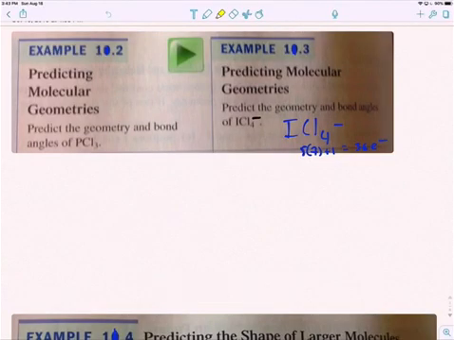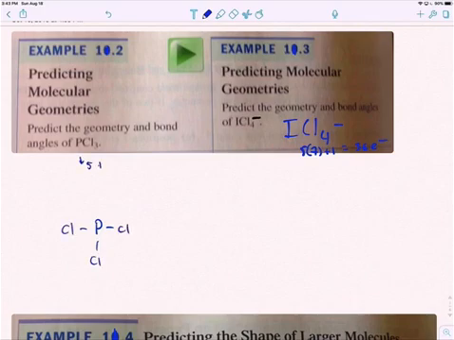Moving on to the second lecture in chapter 11. We're going to start predicting electronic geometries. So let's look at the electronic geometry, the geometry and bond angles of PCl3. So do the Lewis structure. Phosphorus is in the center with chlorines attached to it.